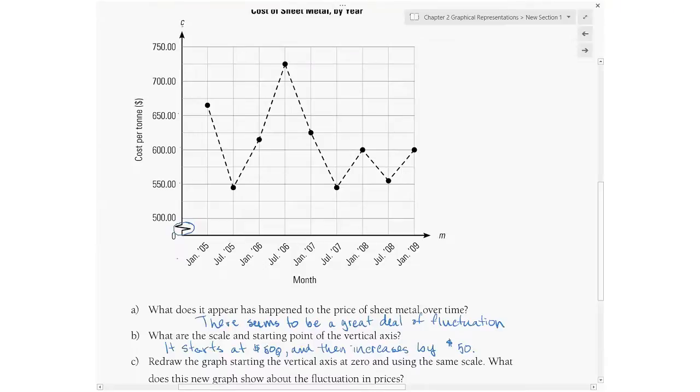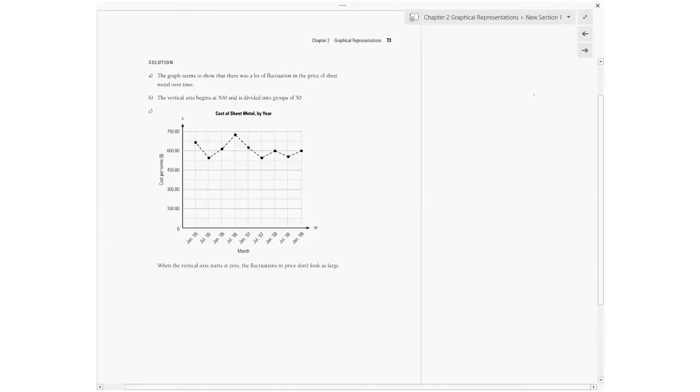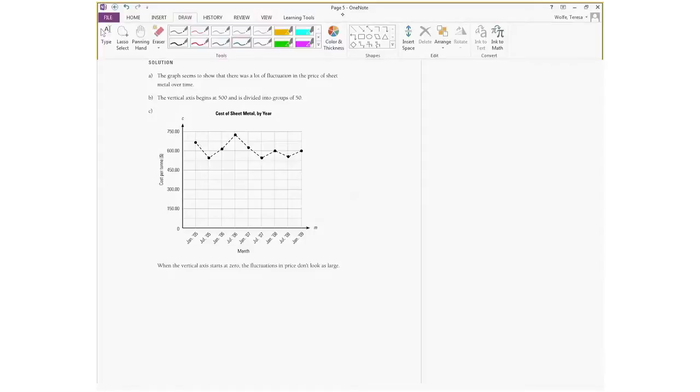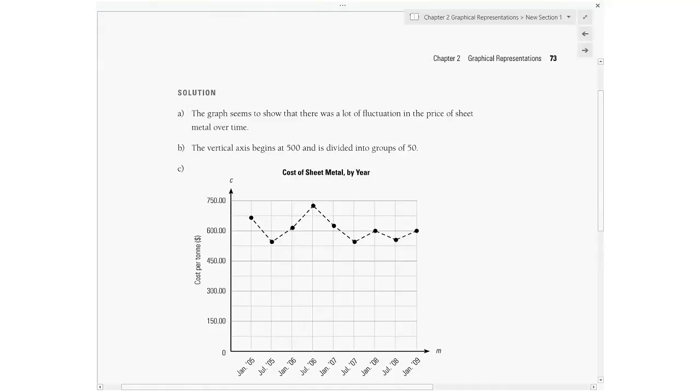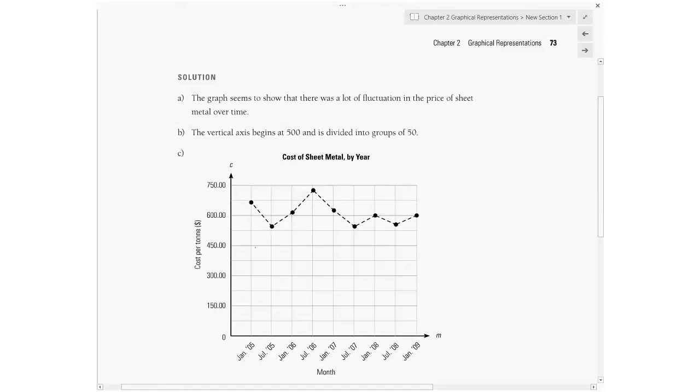Instead of starting here, it's going to go way down. I'm not going to draw it on here. We have an example right here. So if we look at that, let's just zoom in on it a little bit. Here we've got the cost of sheet metal by year, exact same graph, but now look, here's all this space underneath. That's the 0 to 500.